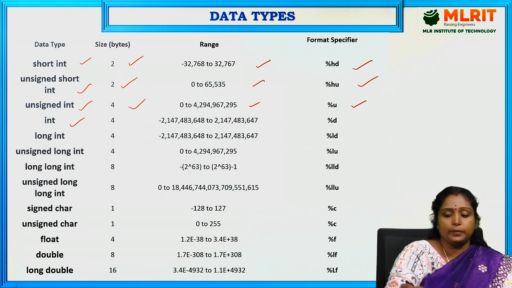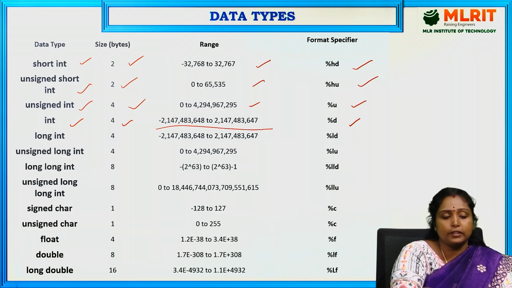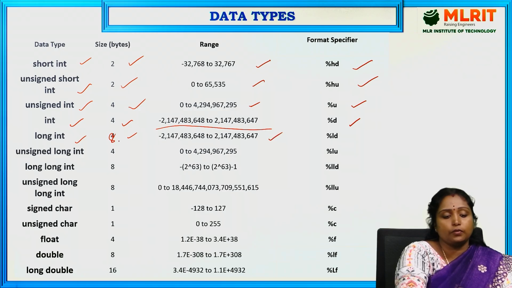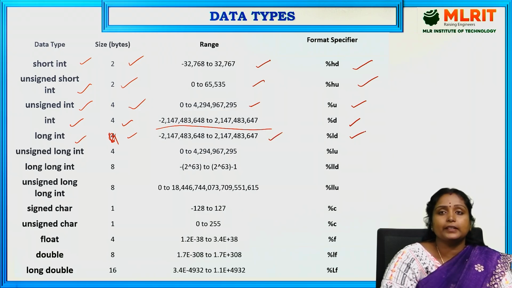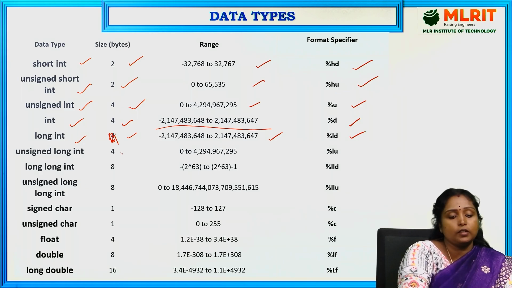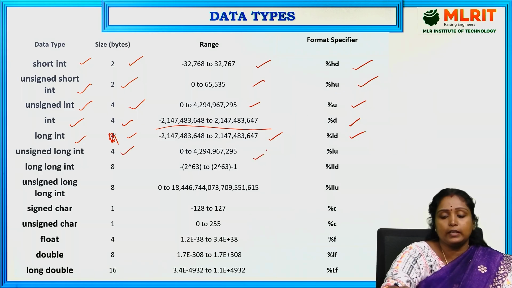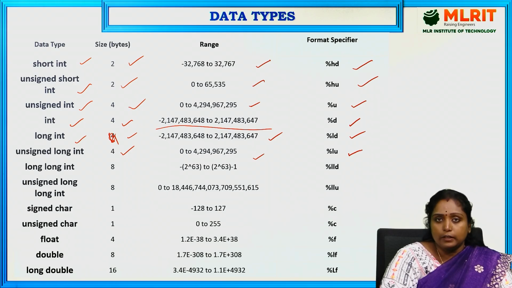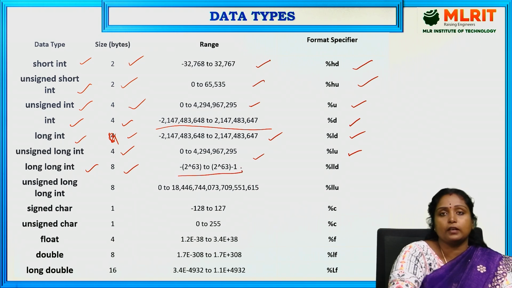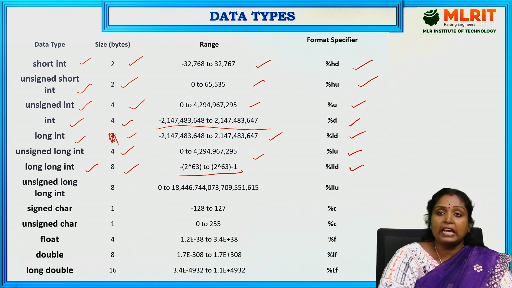For the integer, %d is a format specifier. It can hold up to 4 bytes of memory, and this was the range. Long int, it was 4 bytes of memory, and %ld is a format specifier. Unsigned long int also 4 bytes of memory, and this was a range, and %lu is the format specifier. Long long int 8 bytes of memory, and this was a format specifier. %lld is a format specifier for the long long int.